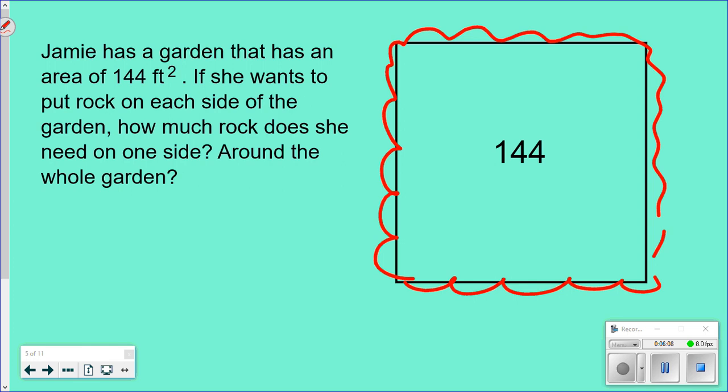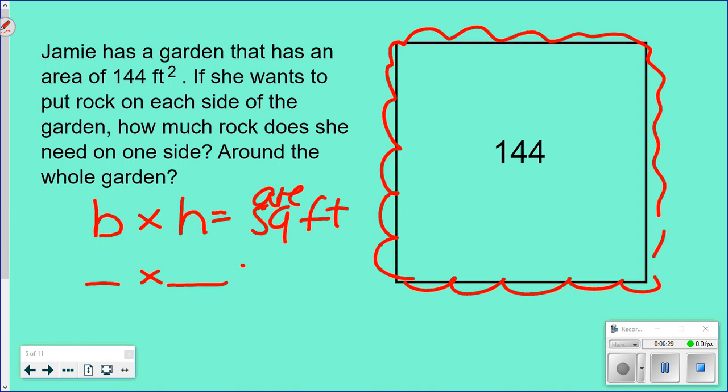Well, a lot of people would just say, if I take 144 divided by 2 or times 4, that's not going to work. To find area, you have to remember, you take the base times the height, and that's going to give you your square feet, or your area. So something times something has to give me 144. Most likely if it's a square, the base is going to have to be the same as the height, because the lengths of the sides are all the same.